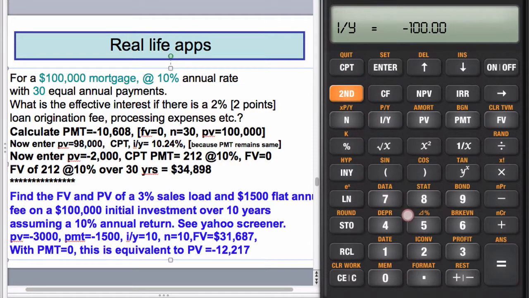Compute I/Y. Let's do this here. N is 30. Payment 10,608. Future value 0. Present value 98,000.